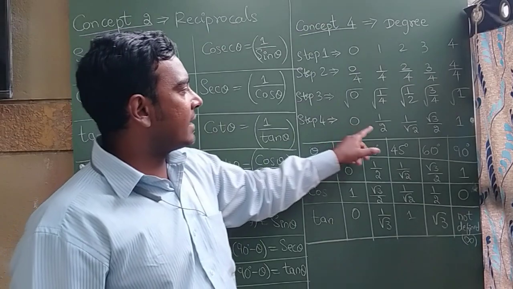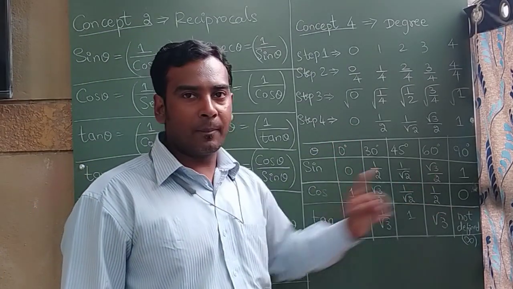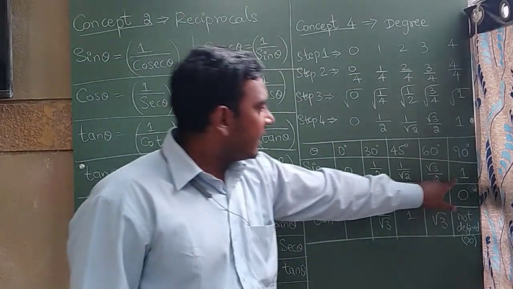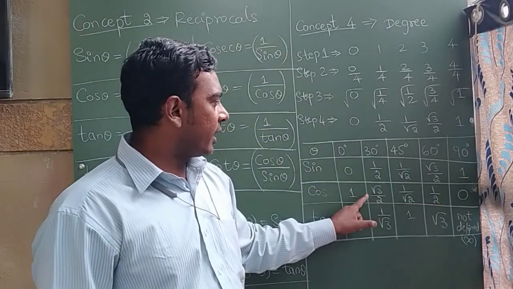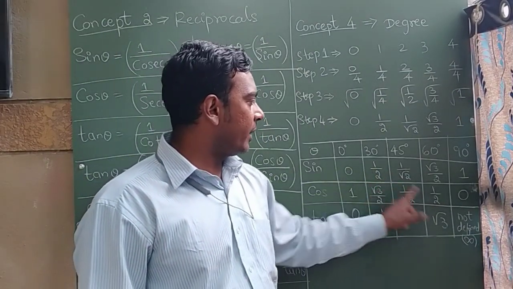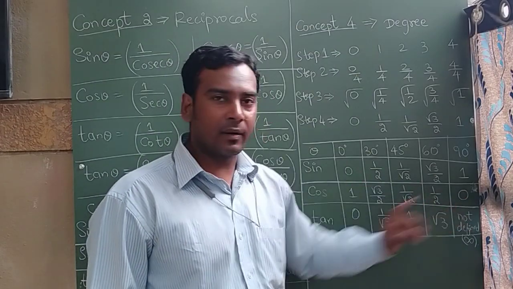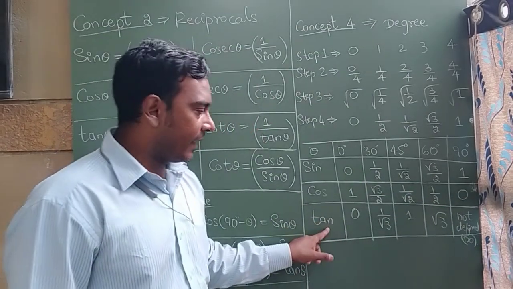The step 4 answer, write it in the sine column. Once you write this, take this 1 and write here. Root 3 by 2, right here. 1 by root 2, right here. 1 by 2, right here. 0, right here. Okay. Now tan.